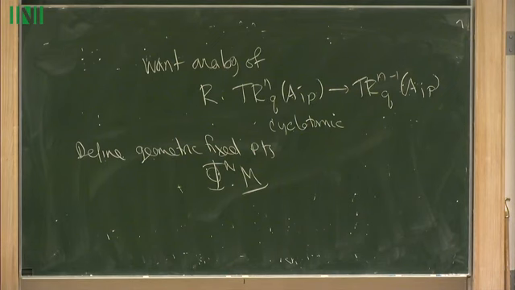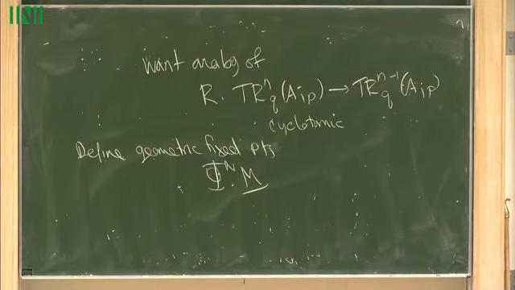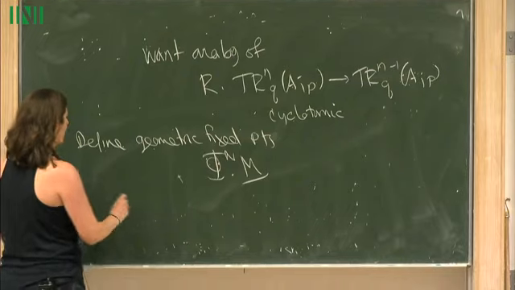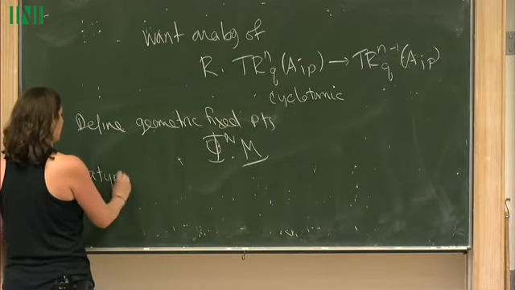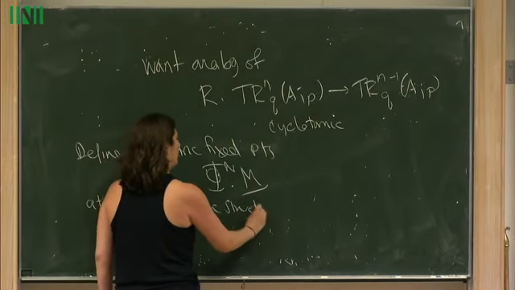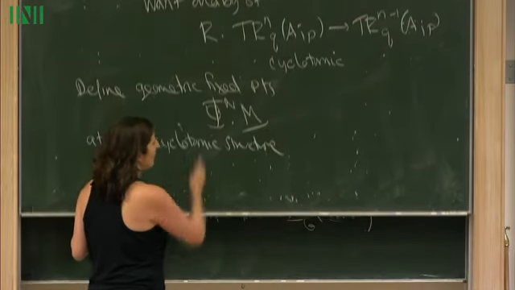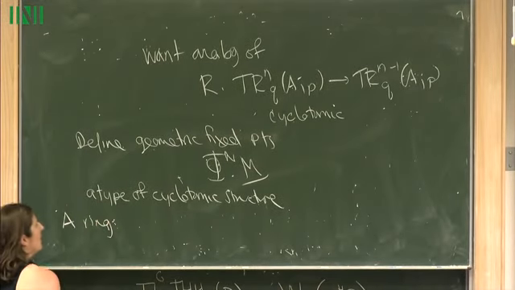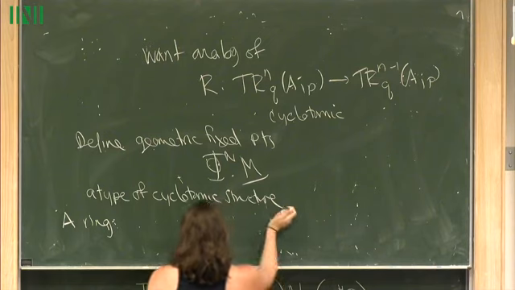which you can roughly think of as killing off things coming from orbits G mod H, where H does not include C_{p^n}. I always mess that up. So we can define geometric fixed points of a Mackey functor, and we can use that to prove a type of cyclotomic structure. That was all very vague, but what that means in the case where A is a ring is that it gives us maps which are analogous to these R maps.